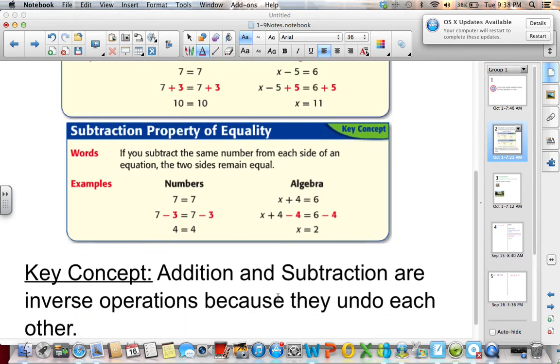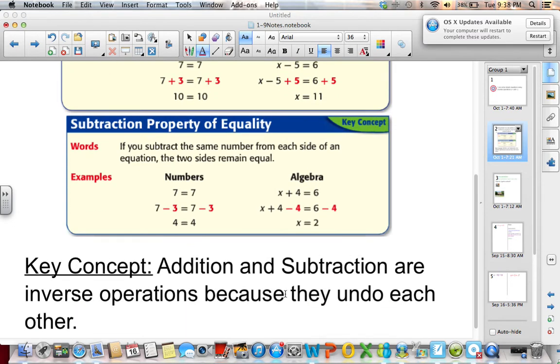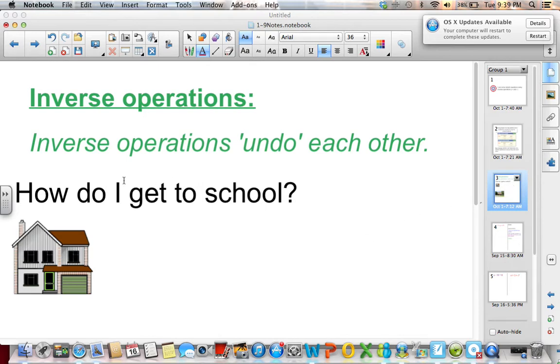So basically what we are learning from this is that addition and subtraction are inverse operations because they undo each other. Well, what does that mean? Inverse operations undo each other. So let's relate it to going to school.